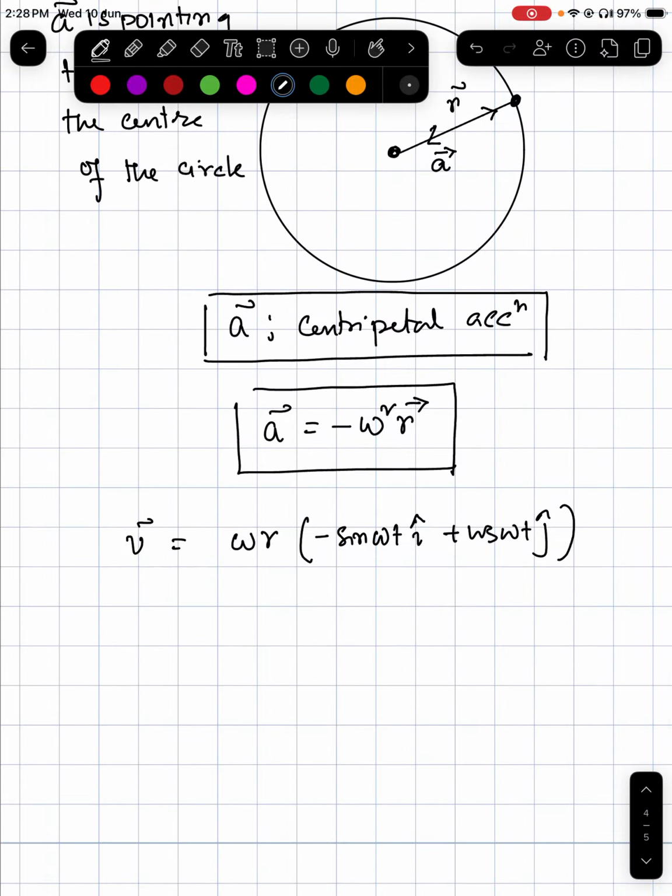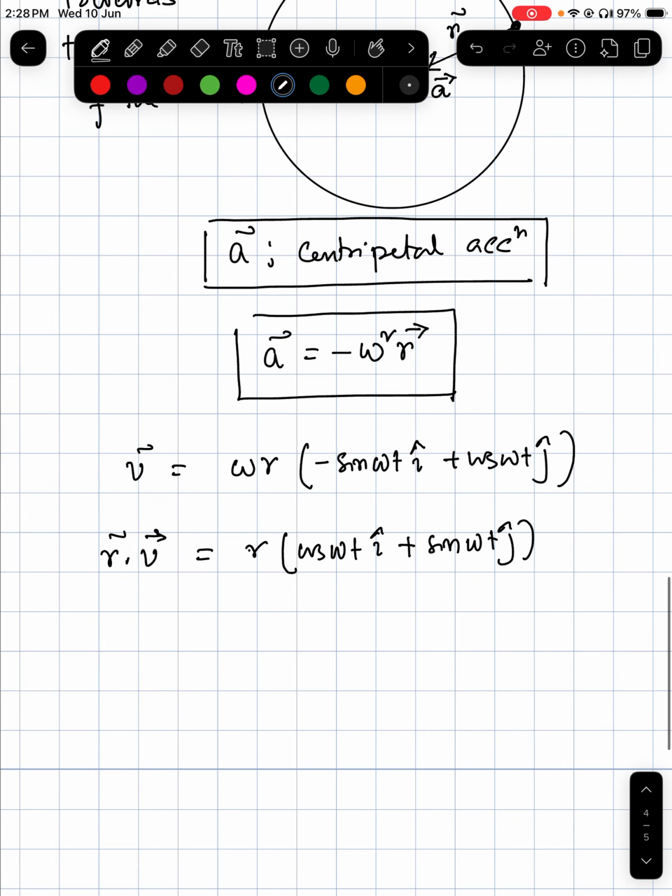So if I take the dot product between the r vector and vector v, that is the position vector and its corresponding velocity, we will see a very important thing. So let us do this. I'm going to write the r vector first: r cos omega t i cap plus sine omega t j cap, dot. Now I'm writing the velocity vector: omega r, minus sine omega t i cap plus cos omega t j cap.